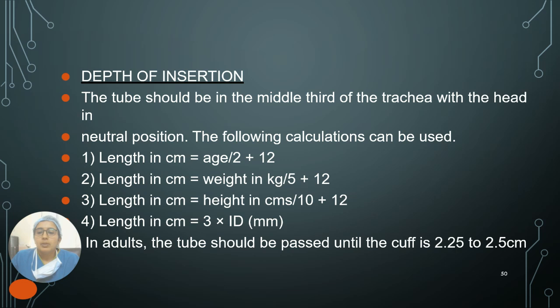Depth of insertion: the tube should be in the middle third of the trachea with the head in neutral position. The following calculations can be used. Length in centimeters is equal to age divided by 2 plus 12, or weight in kgs divided by 5 plus 12, or height in centimeters divided by 10 plus 12, or 3 times the internal diameter. In adults, the tube should be passed until the cuff is 2.25 to 2.5 centimeters.